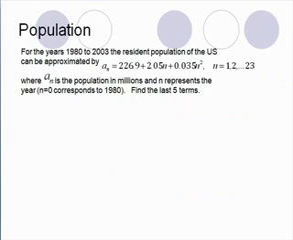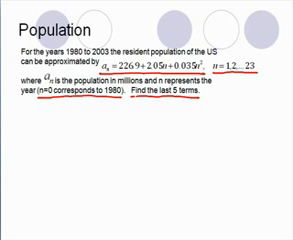Let's do one more application problem. So we're going to look at population. For the years 1980 to 2003, the population of the United States can be approximated by a sub n equals 226.9 plus 2.05n plus 0.035n squared. And n is going from 1 up to 23. n equals 0 will correspond to 1980. And it says we want to find the last 5 terms.